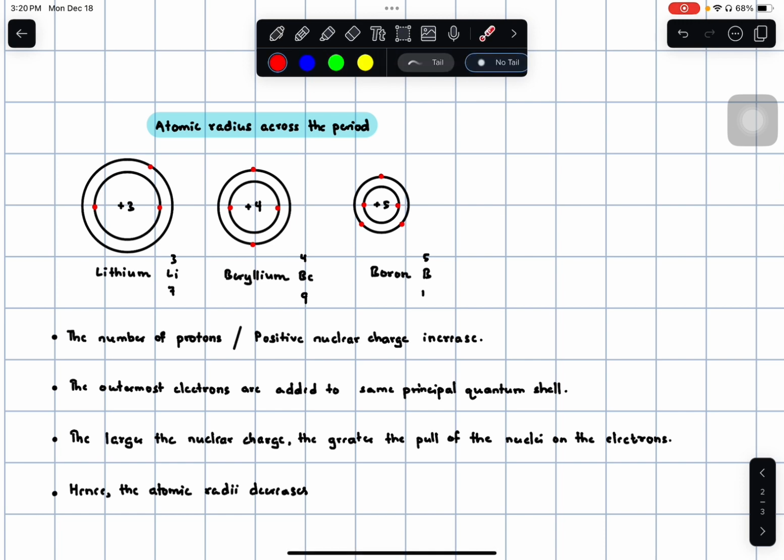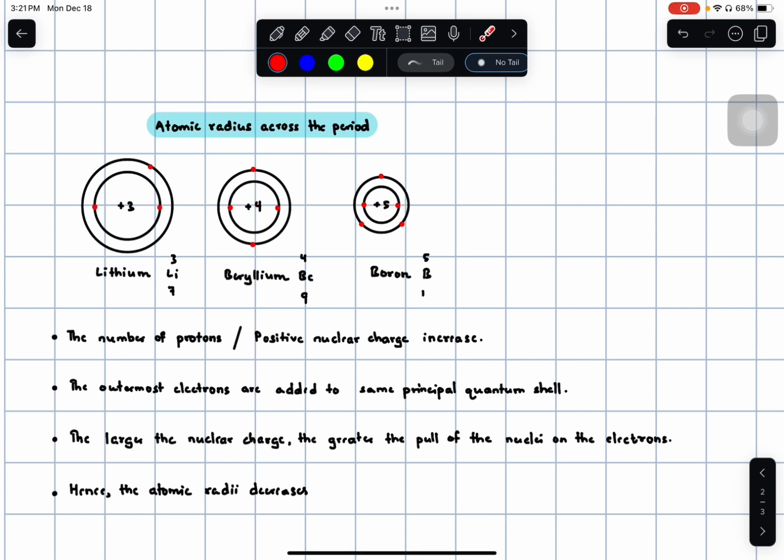Now there are 3 elements that are in the same period: lithium, beryllium, and boron here. And as you see, in the same period, as you go from left to right across the period, the number of protons has increased, right? Because it was plus 3 here, and it's 4 here, and it's 5 here. Now, the number of protons is also called the positive nuclear charge. Why? Because in the nucleus, the only particle that has a charge is protons. So it would make sense that this has plus 3, plus 4, and plus 5.